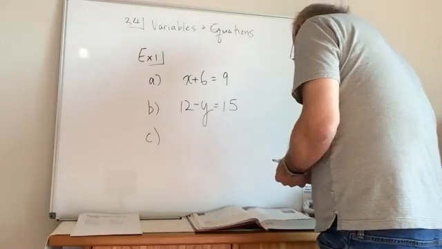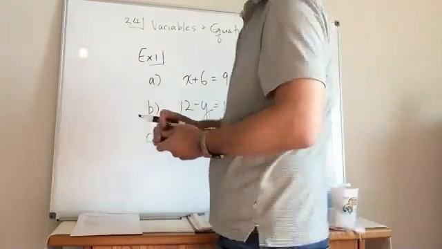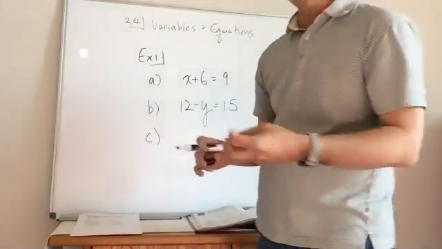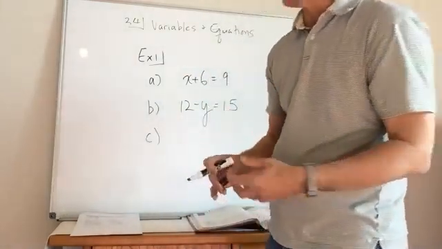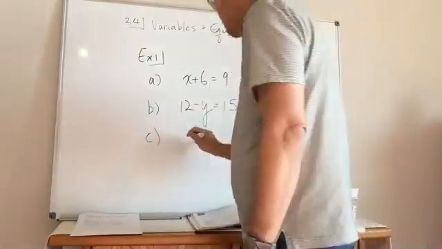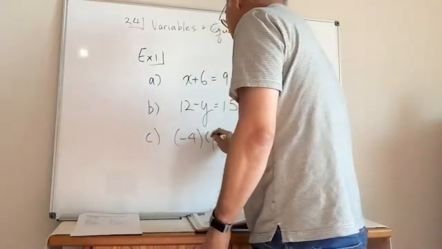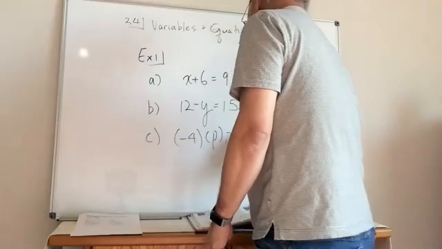C, the product of -4 and p is 32. Product is what? Product is when you multiply things together, correct? So the product between -4 and p, that would be -4 times p is 32.